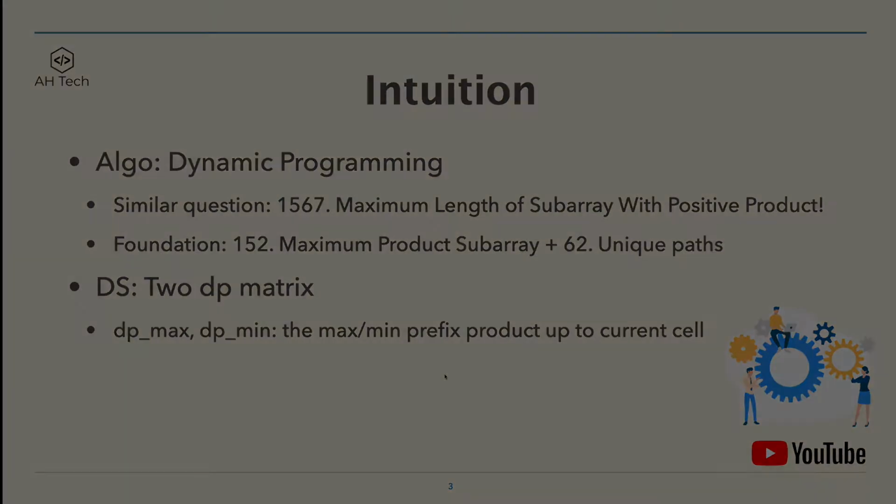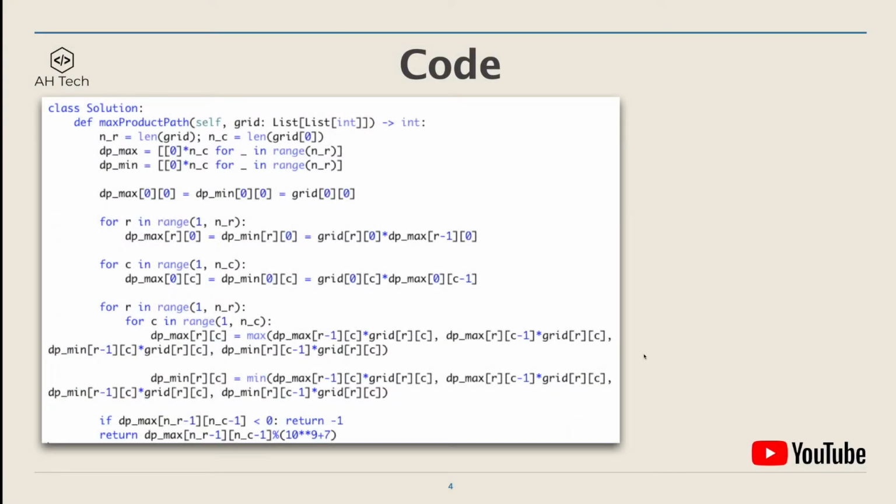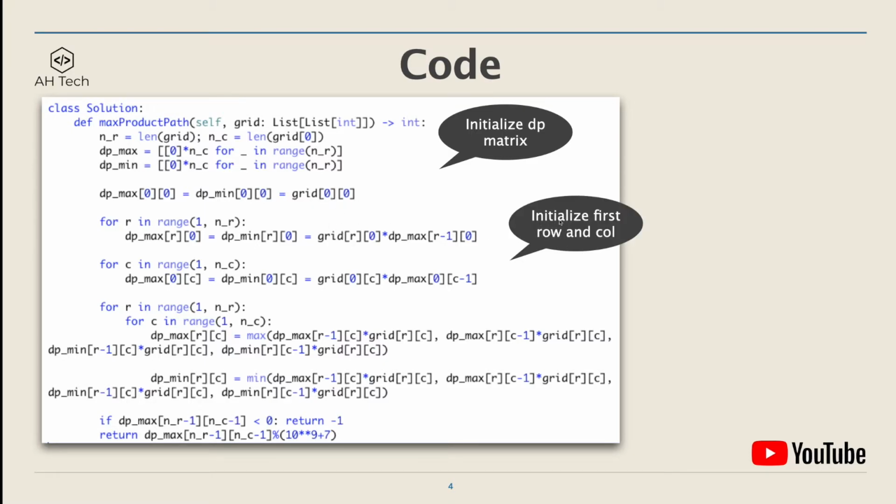Now let's look at the code. There are basically 3 parts of the code. The first part is to initialize the DP matrices, DP max and DP min, and their size is the same as the input grid. We will set DP max 0, 0 and DP min 0, 0 to grid 0, 0. Next is to initialize the first row and column of both DP max and DP min. Their values are basically the prefix product along the row and the column.